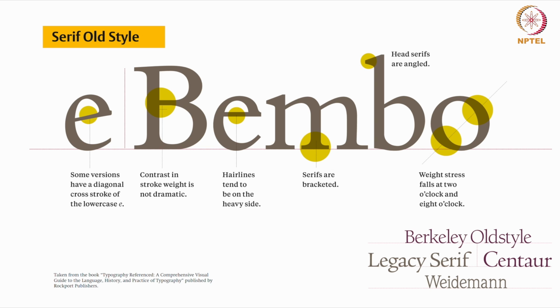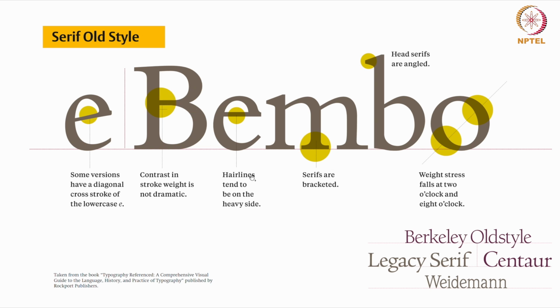If you look at the examples, they include Garamond and Bembo. Bembo is visible on the screen. Okay, so please remember this. Now the stress is diagonal. There is very moderate contrast between the strokes.